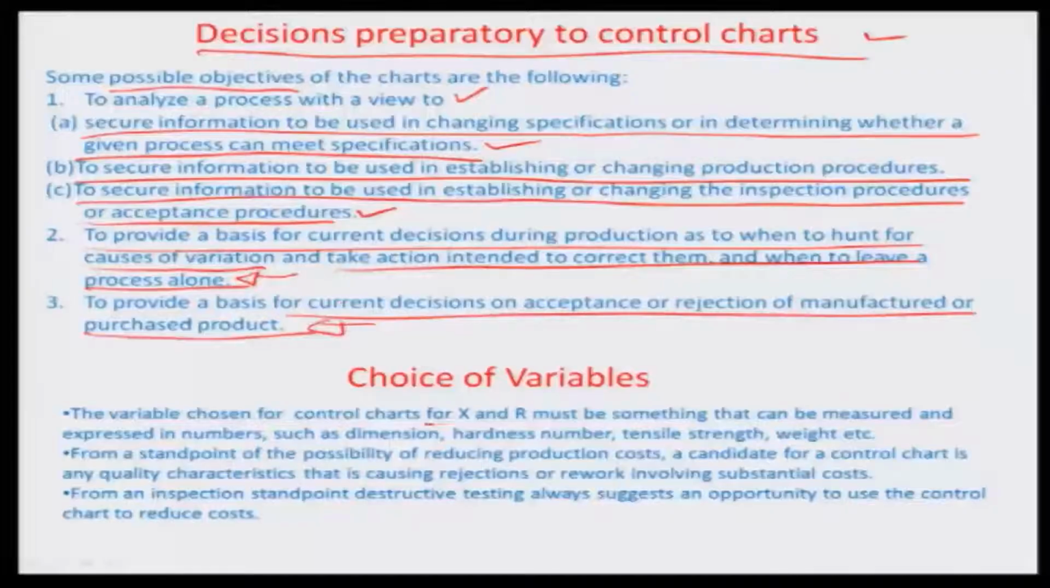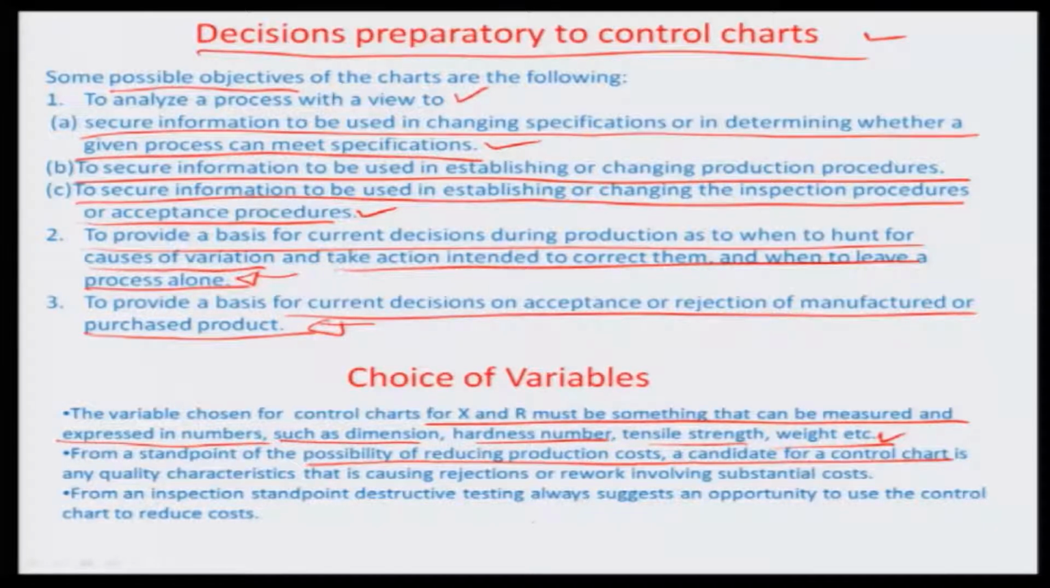Regarding the choice of variables, the variable chosen for control charts for X bar and R must be something that can be measured or expressed in numbers. It could be dimensions, hardness number, some tensile strength parameter, some weight. These are all numbered, physical quantities which you can really measure. And from the standpoint of the possibility of reducing production costs, a candidate for a control chart is any quality characteristic that is causing rejection or rework involving substantial cost.